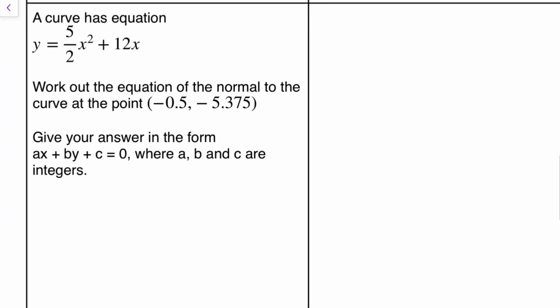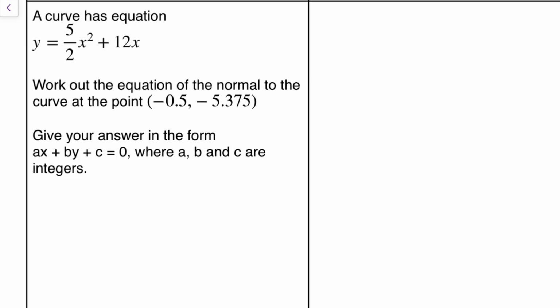Final question. A curve has equation. Work out the equation of the normal. So we're back to differentiating again, aren't we? So let's just do that straight away. I've got dy/dx is equal to, well, 5 over 2 times 2 is 5, so that's going to be 5x plus 12. And I'm doing it at the point x equals minus a half.